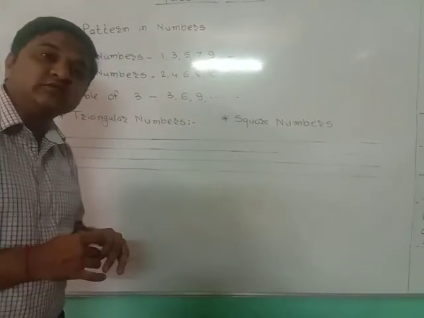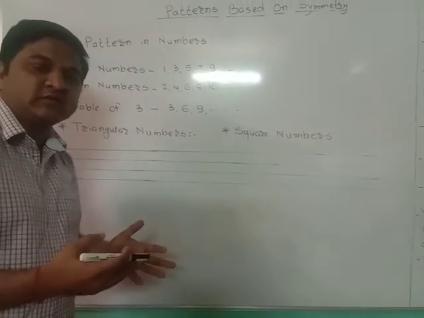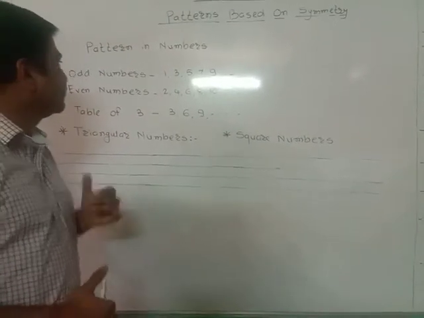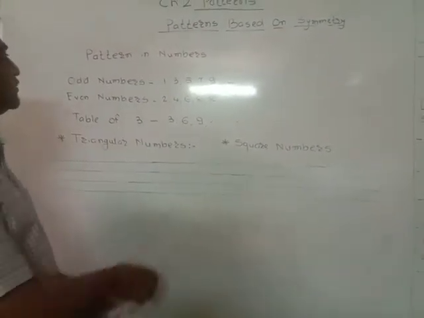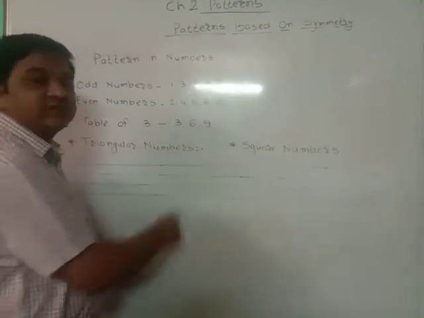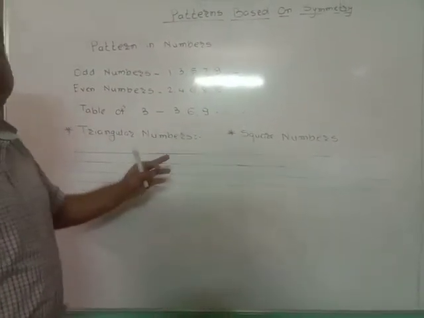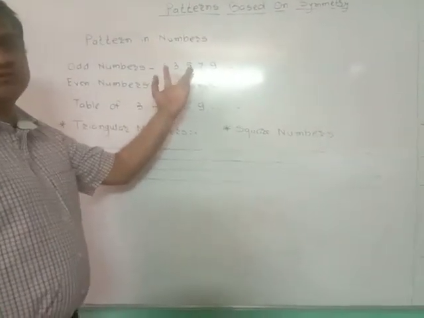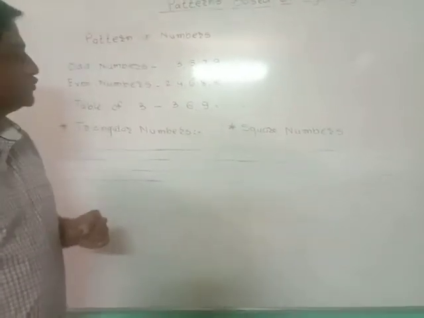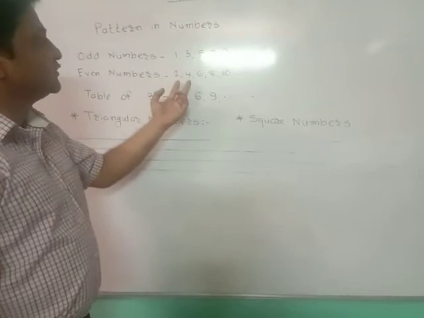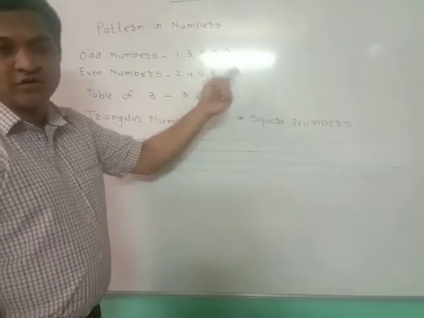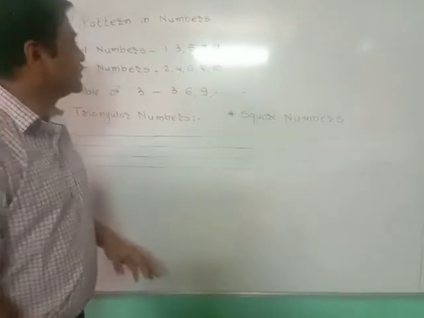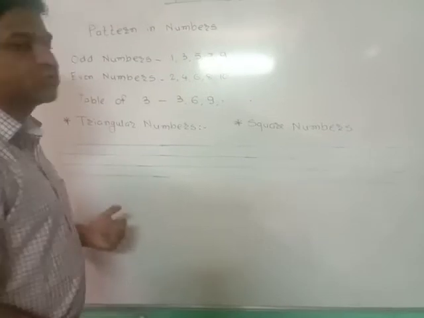What is a pattern in numbers? In a number pattern, in a number series, the numbers occur by a particular rule. For example, take odd numbers. Odd numbers are 1, 3, 5, 7, 9 and so on. These numbers are increasing by 2. So this creates a number pattern. Even numbers also form a pattern where the numbers increase in the order of 2: 2, 4, 6, 8, 10 and onwards. So this also creates a pattern.